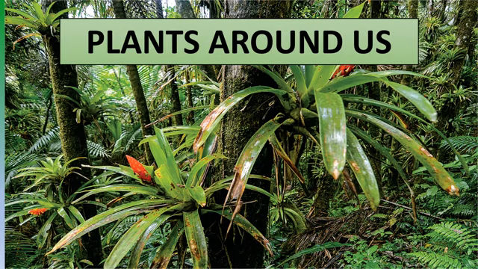Hello children, today we are going to do the lesson Plants Around Us. Plants are our friends. They make our surroundings green and beautiful. They are all different in size, color and shape. However, there are certain things which are common in all plants, and these are the parts of a plant. So let's have a look at the different parts of a plant and understand its functions.